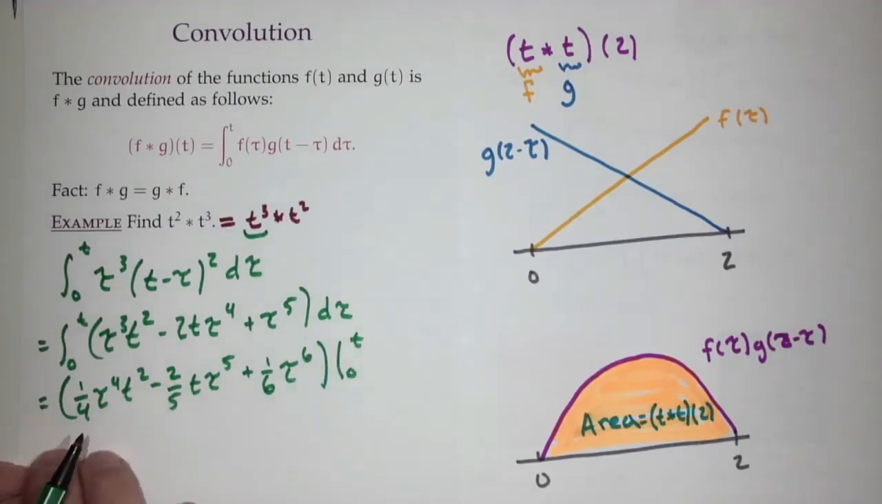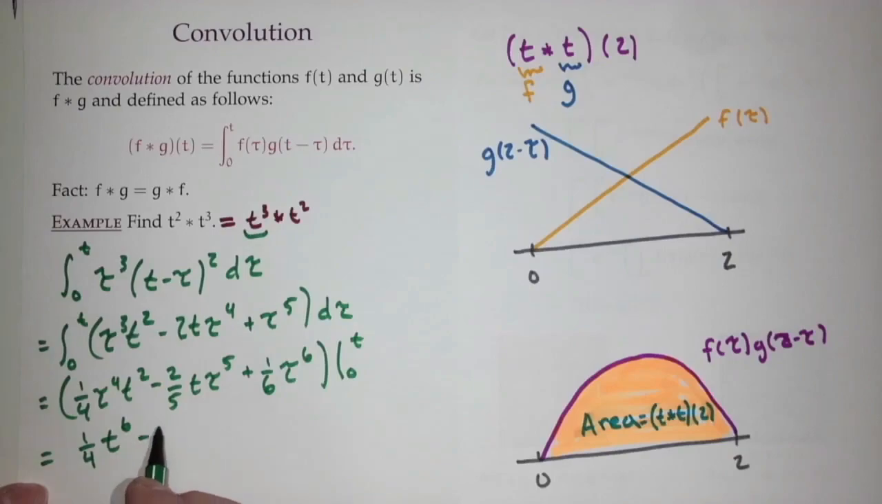When you plug in 0, what happens? 0. When you plug in t, you get 1/4 t to the fourth t squared, which is t to the 6. 2/5 t to the fifth, that's t to the 6. And 1/6 t to the 6.